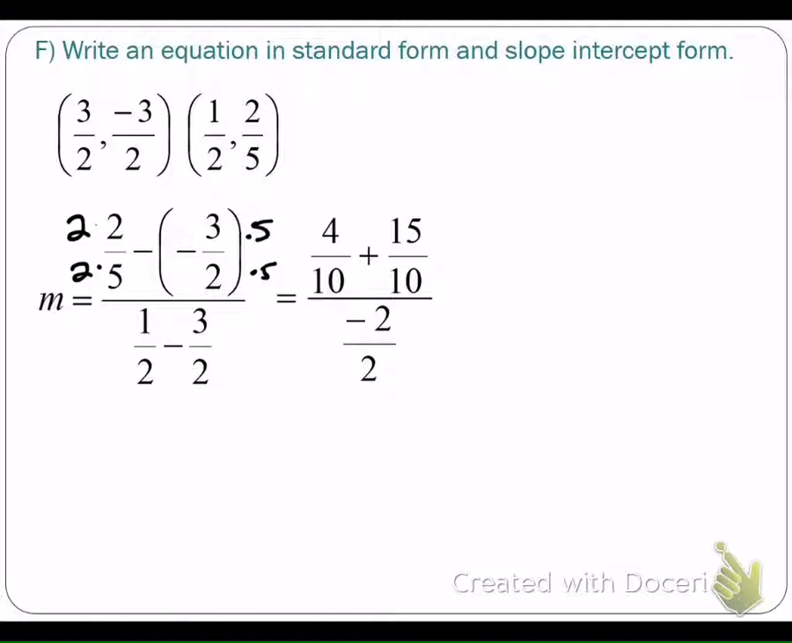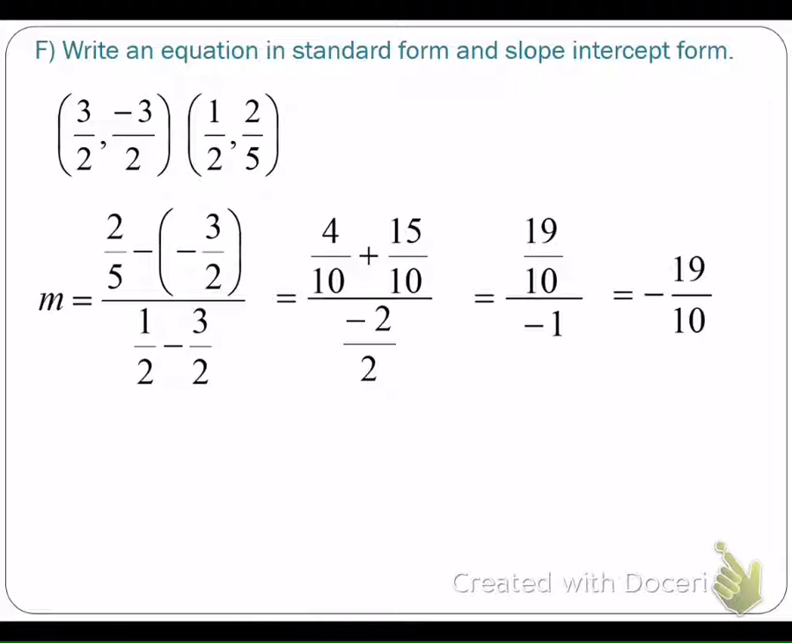So the minus negative becomes a plus. Up front, we end up with 4 tenths plus 15 tenths. We already talked about our denominator. We end up with negative 2 over 2. That gives me 19 tenths over negative 1. Dividing anything by a negative 1 just does what? Makes it a negative. So my slope is negative 19 over 10.